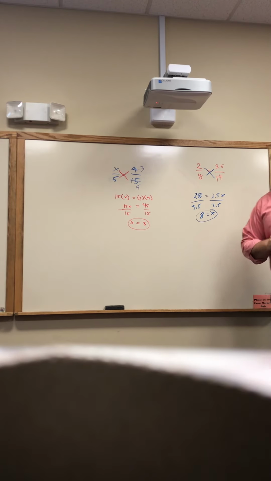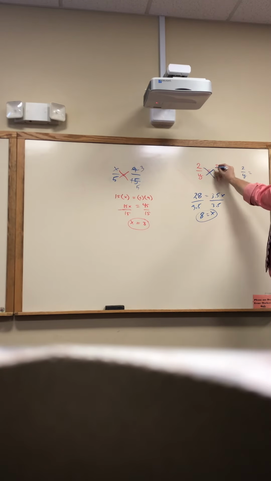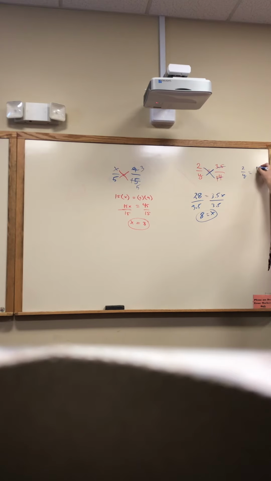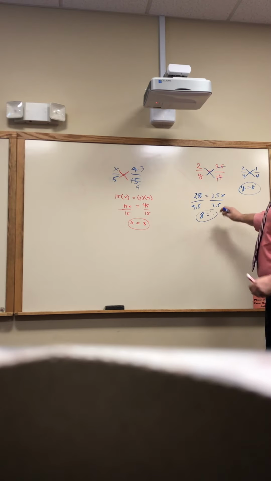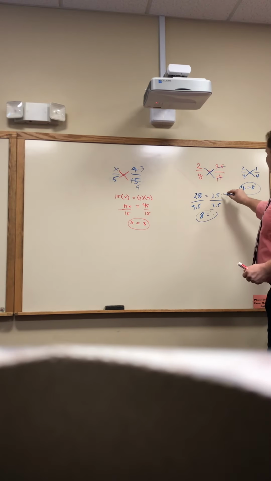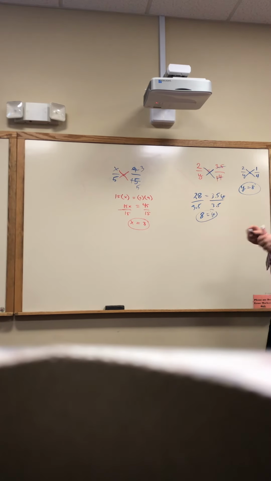Okay, so now my way. 2 over y equals, I'm canceling like this, and that gives me 1 over 4. y equals 8. Both got the same answer, except I used x. Sorry.